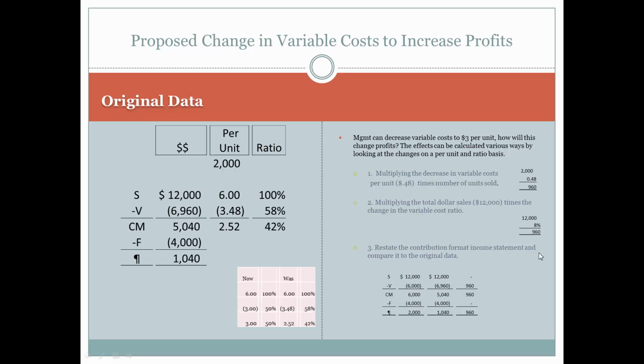Additionally, we can restate the contribution format income statement and compare it to the original data. So we still have our sales both based upon 2,000 units sold. We have $12,000 in sales. We're going to subtract our new variable cost, which is 50%, or $3 per unit, from the sales, and that will give us a contribution margin of $6,000. The contribution margin formerly was $5,040 when we had $3.48 per unit. And again, we come up with the same answer. We're going to have $960 that we are going to add to profit.